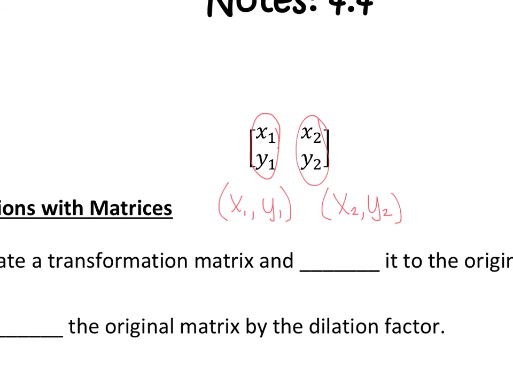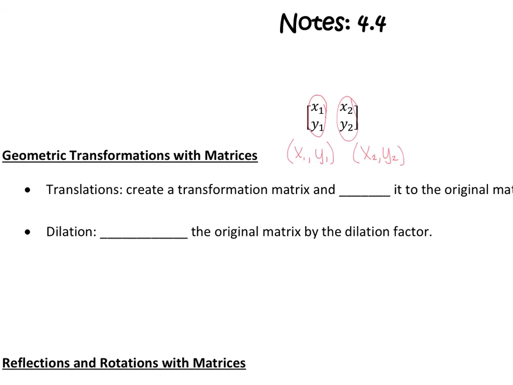We're going to go through and talk about all the things we are learning to do today, and then we will go and actually do them. We're just going to talk all about it and then do examples. So for a translation, we will create a transformation matrix and add it to the original matrix.